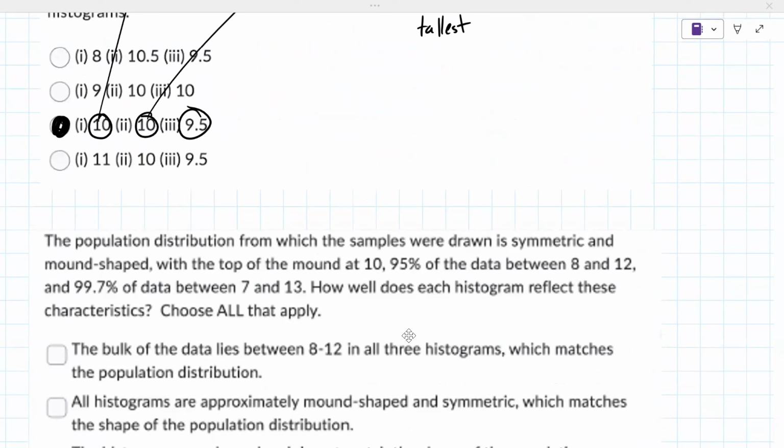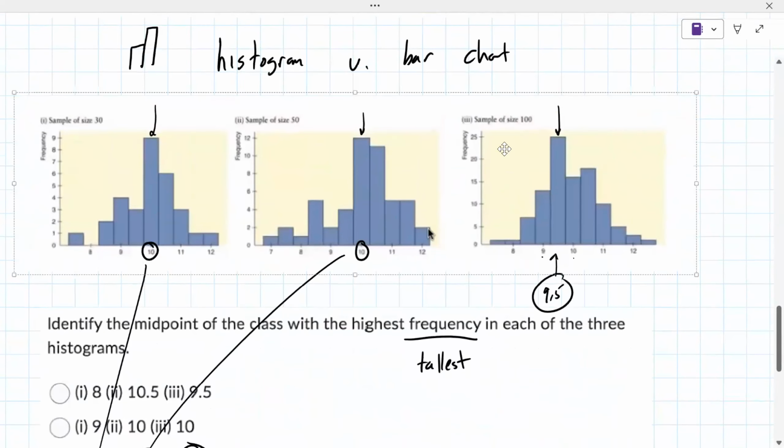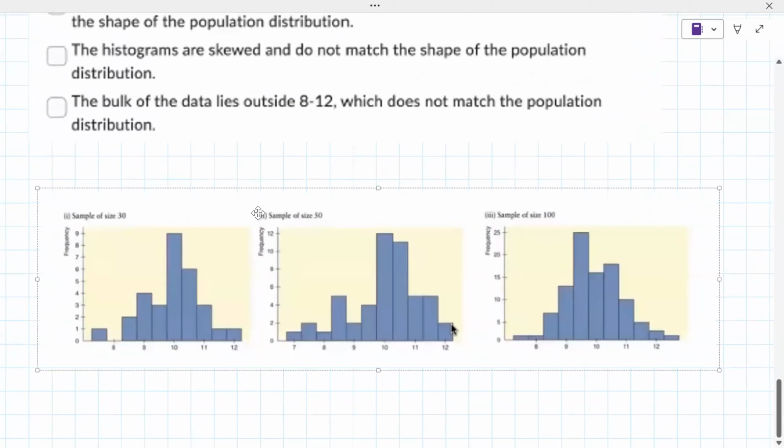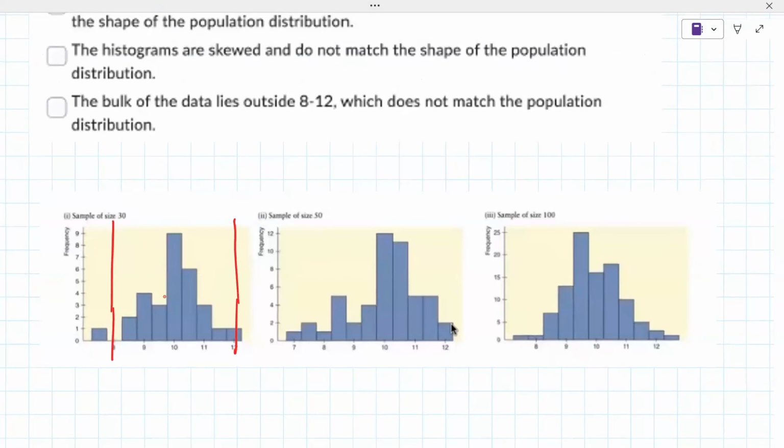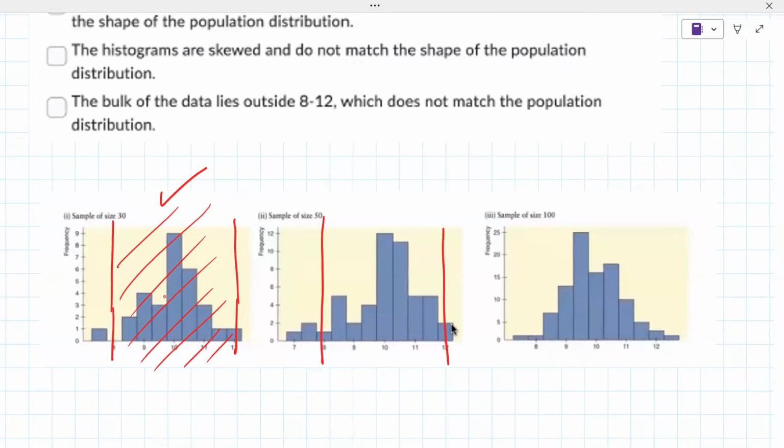The bulk of the data lies between 8 and 12 in all three histograms. So let me go back; I have the advantage here of copy and paste. Sorry for all the scrolling. Let me window it here for you. There's 8, there's 12. Does most of the data fit between 8 and 12? I would say yes, it does. In this region, is this most of the data? Yes. Now it's 8 and 12 here. Is most of the data in here? Well, most. There's some that isn't, but most of it is.